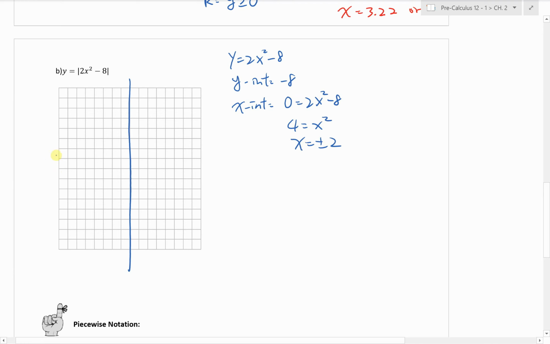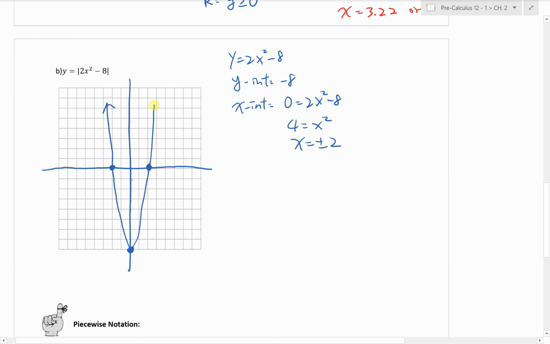Okay, one more line down. There you go. Okay, so my y-intercept is negative 8. That's 1, 2, 3, 4, 5, 6, 7, 8 right here. Perfect. And then my x-intercepts are 2 and negative 2. So that's 1 here and 1 here. So here is my sketch of the parabola.